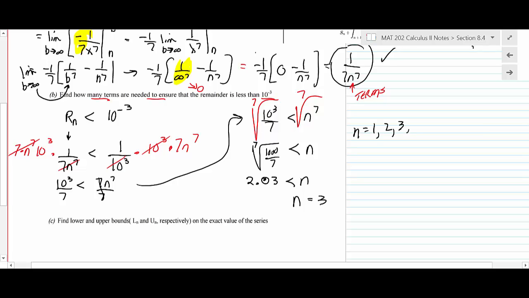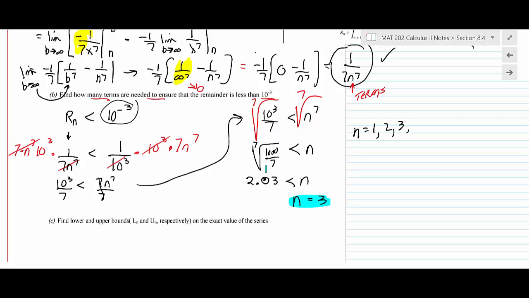Not 2. 2 wouldn't quite be big enough to establish the 10 to the negative 3 value of that remainder. So what we'd get is n is equal to 3. Okay? What's that? Yeah, because it's a natural number. Since n has to be bigger than 2.03, 2's not big enough, because where does it go from 2? It goes to 3, right? So you want to take that up to the next natural number when you do that. Okay, so that's kind of how that would work out.